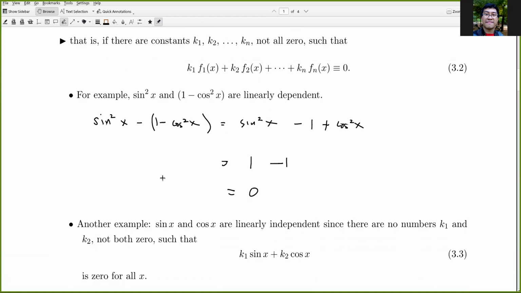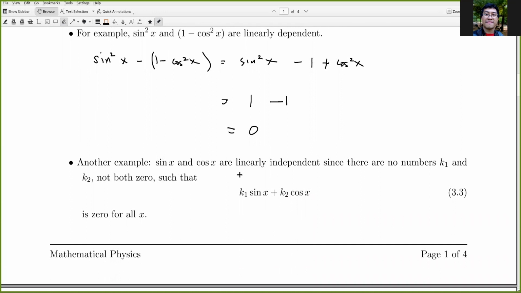Another example, sine x and cosine x are linearly independent since there are no numbers k1 and k2 not both 0. So whatever non-zero k1 and k2, we can never find a combination of sine x and cosine x equal to 0. So sine x and cosine x are linearly independent.